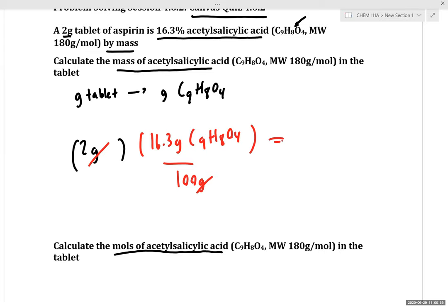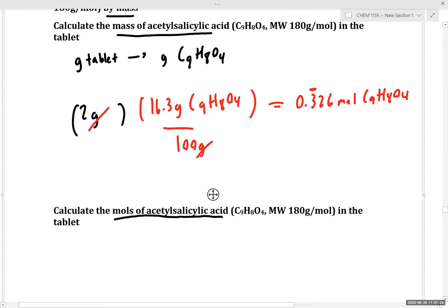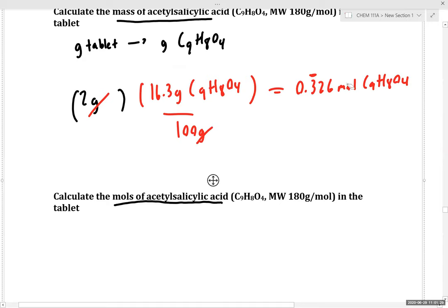which is 2 times 16.3 over 100, which gives us 0.326 grams of acetyl salicylic acid. Note, we'd only be able to retain 1 sig fig, but we're going to carry this through in our calculations. Okay, continuing on, we're next asked to calculate the moles of acetyl salicylic acid. This is 0.326 grams. I'm getting ahead of myself here.